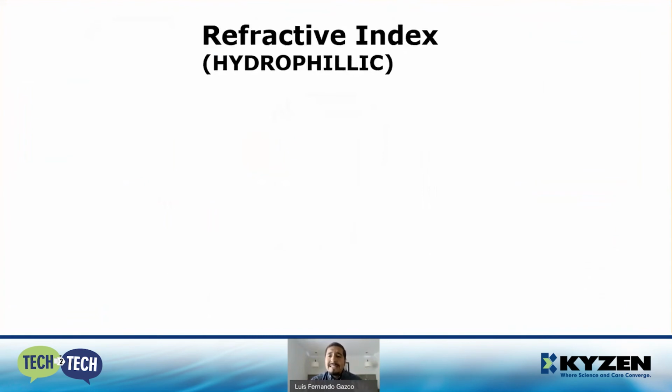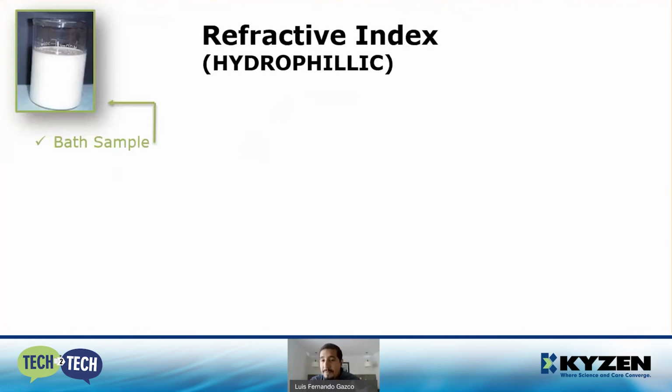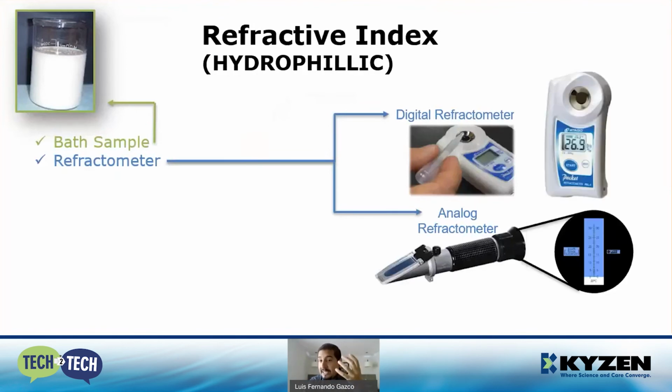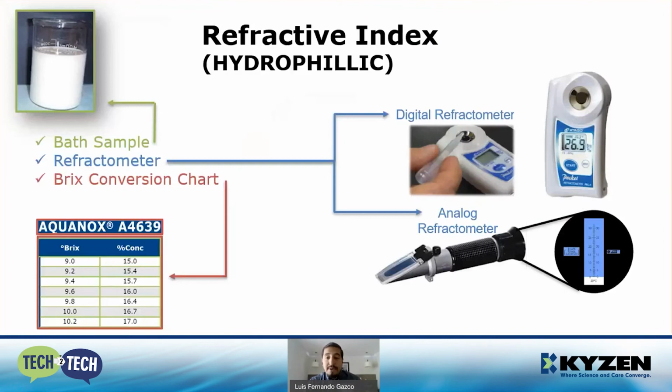The refractive index method is best suited for hydrophilic type chemicals. Refractive index involves passing light through a sample of the wash tank solution. Usually, through a drop sample that you place on the refractometer, the device measures the light beam's refraction while passing through the drop, and this deviation is measured in a Brix scale. Using a Brix conversion chart offered by your Kaizen representative, you can easily convert the Brix value obtained into the concentration value. This will take you about 1 to 2 minutes to complete.